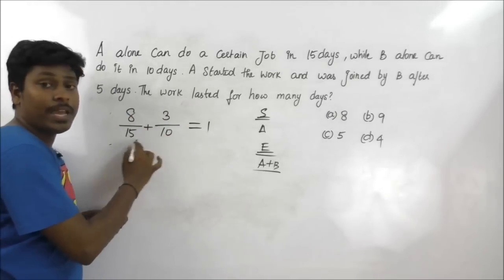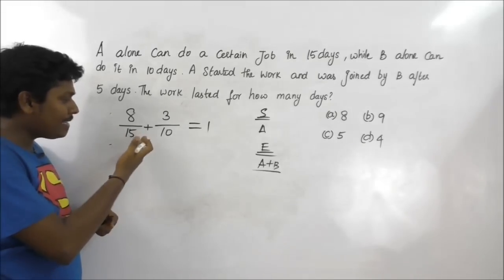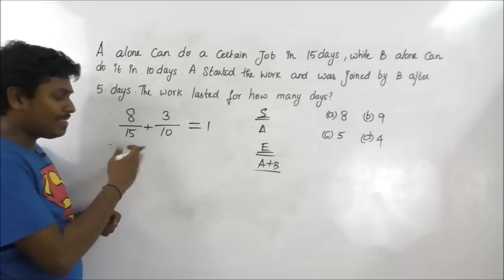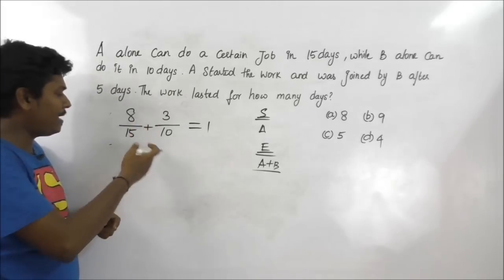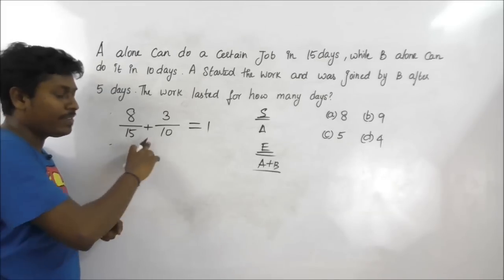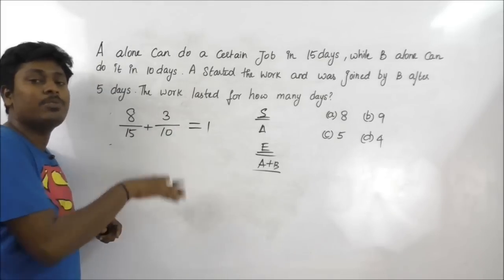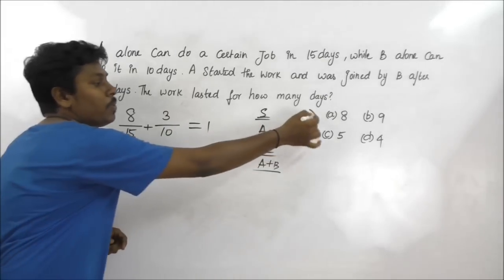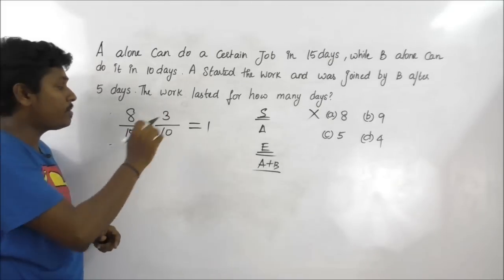Our target is to get 1 equal to 1. By seeing this, I hope nothing will get cancelled, right? So 3 by 10, 8 by 15, we can't cancel it. So definitely it is not equal to 1. We can't get the value 1. So option number 1 gets eliminated. Go for option number 2.